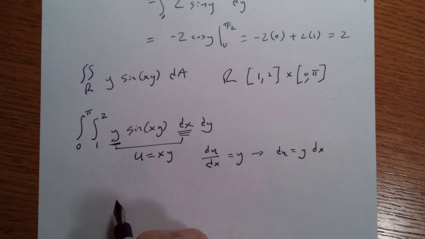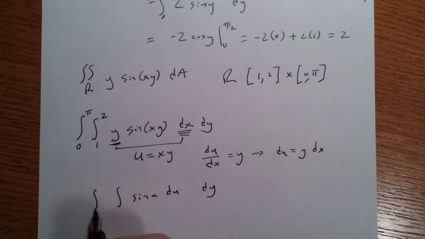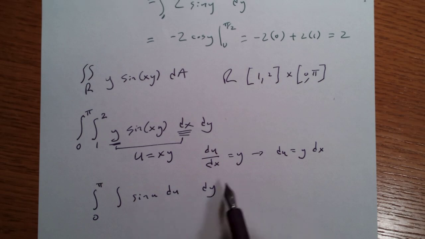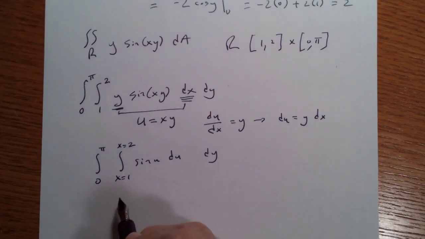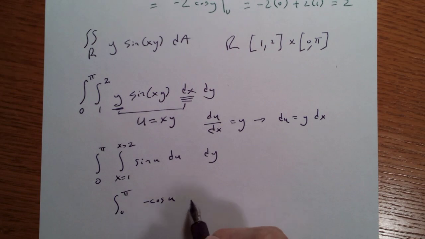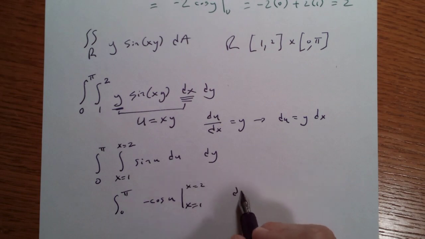If I do this, I get integral sine of u du. There's still a dy out here, 0 to pi dy. Now I have to ask you the question, what are my limits here? Two choices. I can do this in x, right? x equals 1 and x equals 2, or I can push the limits through the substitution, which gives me limits that look like functions of y. I don't think I want to do that right now. So I'm going to write x equals 1, x equals 2. We already did the antiderivative of sine up there. It's minus cosine. So I get 0 to pi minus cosine of u, x equals 1, x equals 2, dy.